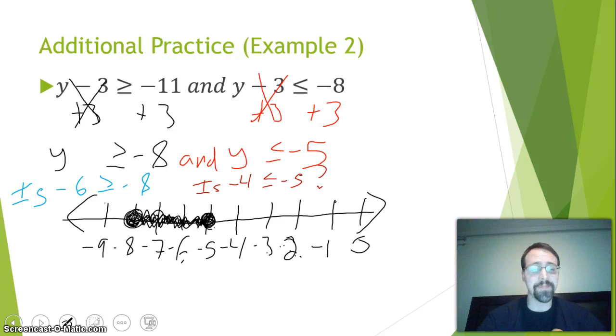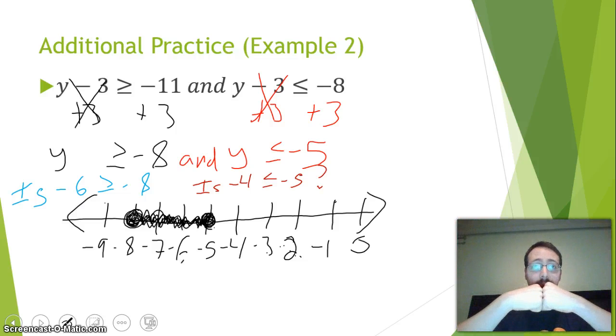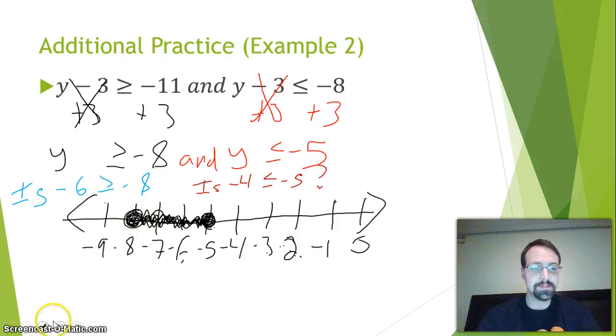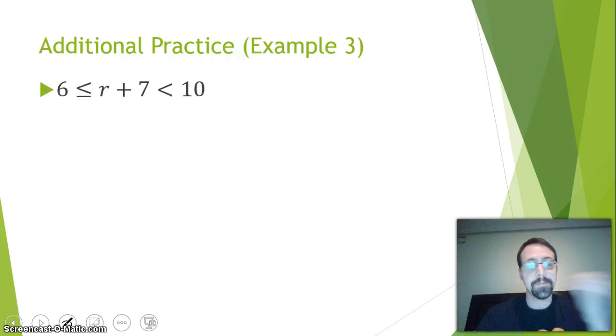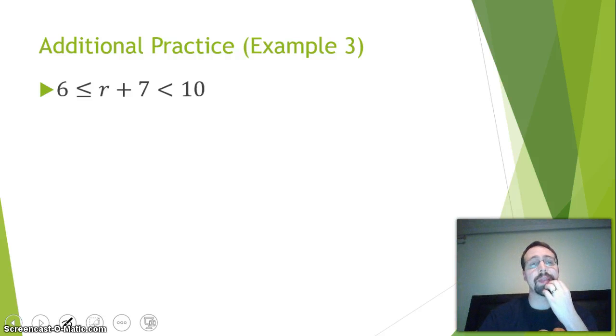So there's another example. It looks like for our and inequalities, most of them are going to go towards each other. So they're fist bumping for our and inequalities. Here's another example. This is also an and inequality. It looks a little bit weird.